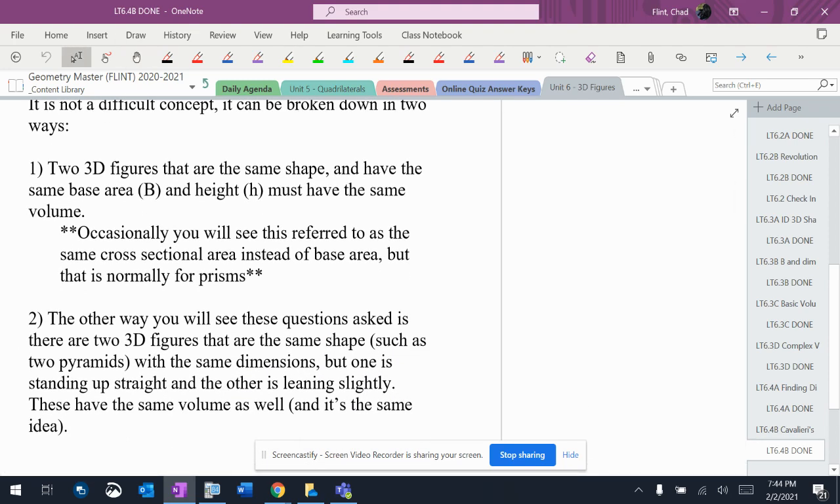There's basically two things to look at here. The two different ways they ask the question: if you have two figures that are the same shape and they have the same base area and the same height, their volumes are the same, no matter what. So two cones that have the same circle on the bottom and the same height, even if they're tipped a little bit, have the same volume.